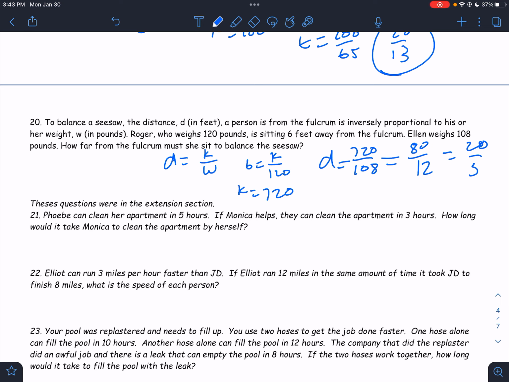Right. Yeah, that's it. It's 20 over 3. How far from the fulcrum must she sit? 20 over 3 feet. I don't know if they care about feet or whatever. Okay. These questions were an extension.